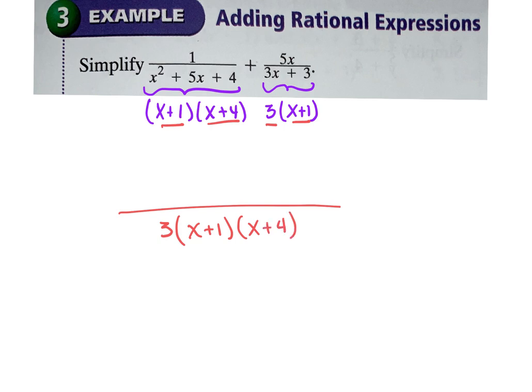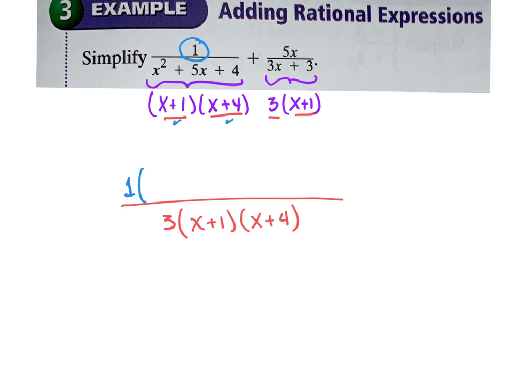That is my common denominator, all right? And then I take each piece of the numerator. So I'm going to say this numerator right here, 1, and I'm going to look in its denominator. I have the x plus 1. I have the x plus 4. What am I missing on this one for the common denominator? 3, right? I'm missing a 3. Everybody see that? Of the denominator, I still need a 3.